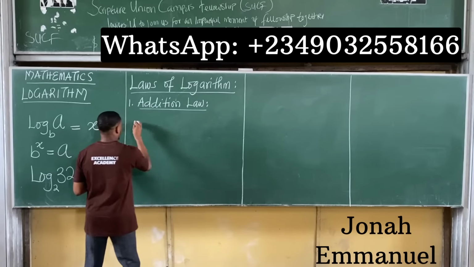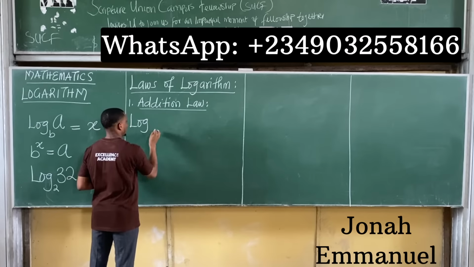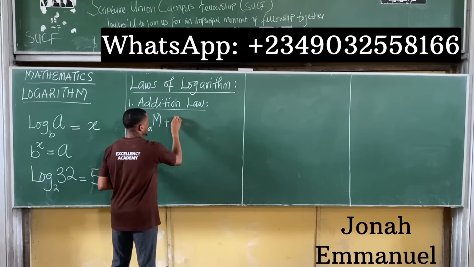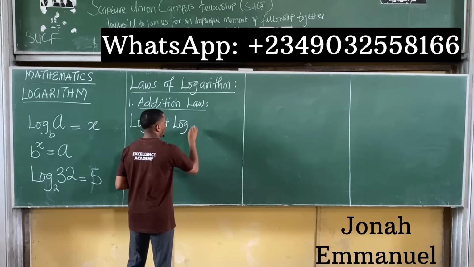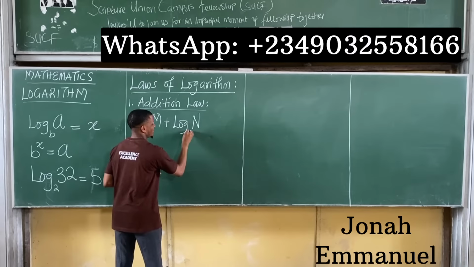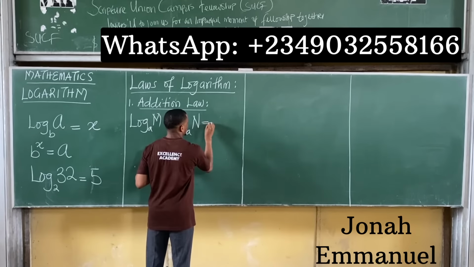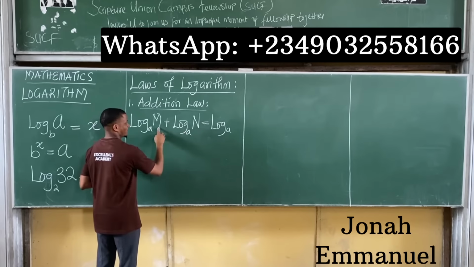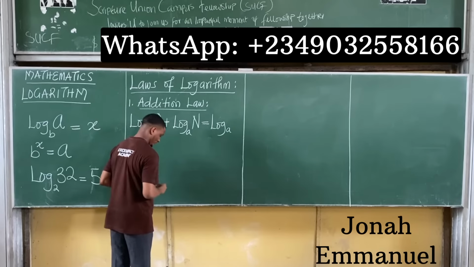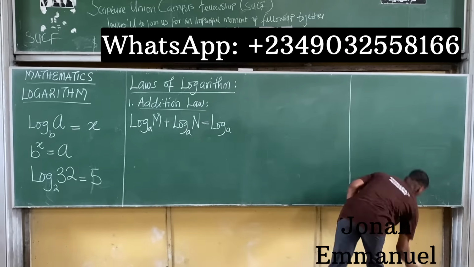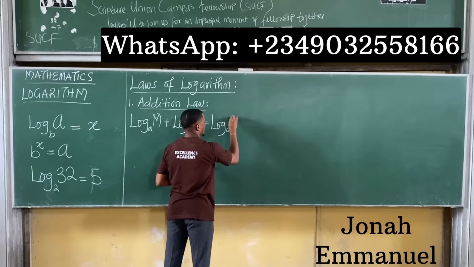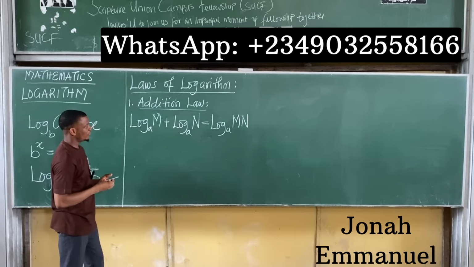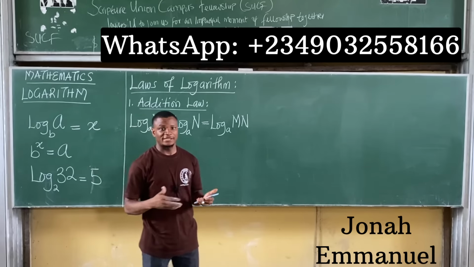So I'm saying this: if I have the log of, let's say, a number m to a certain base a plus the log of another number, let's say n, to the same base a, this is equal to log to that base of the two numbers multiplied. I'm having m times n, that becomes mn. So this is the first law of logarithm, called the addition law of logarithm.